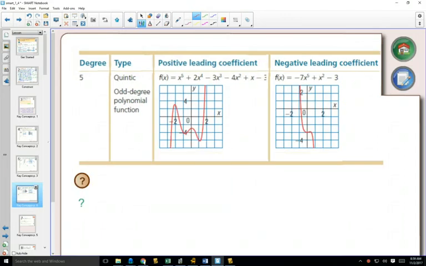And finally, when we get to a quintic function, again, a positive leading coefficient will act like a line because it's odd. A negative one will act like a line with a negative slope, and we can see that our end behavior matches that. So it's just a start for us. It's a start to help us see which way it goes.